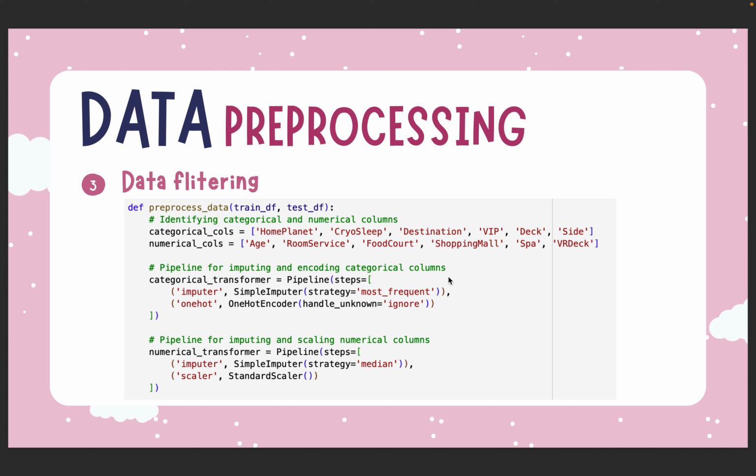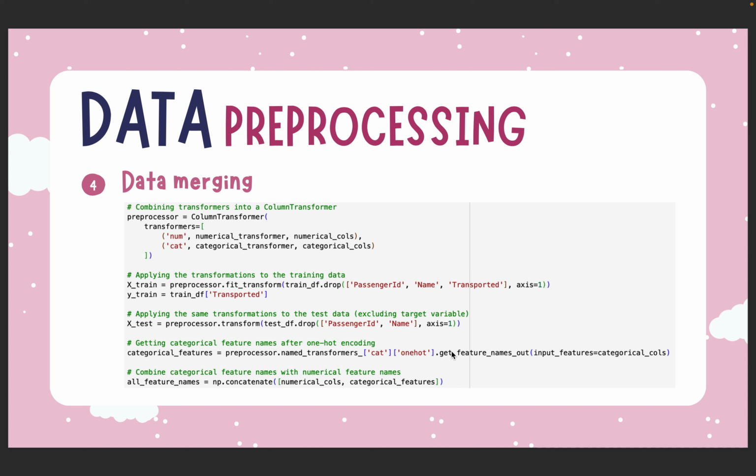Next is the pipeline for imputing and encoding categorical columns, and also the numerical transformer. In the categorical transformer, we use an imputer, and when data is missing, we put the most frequent value into it. In the numerical transformer, we put the median value into it.